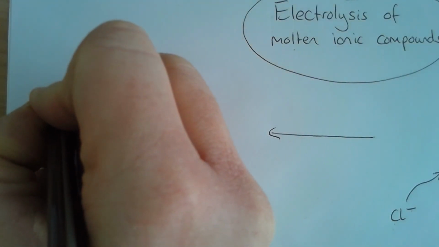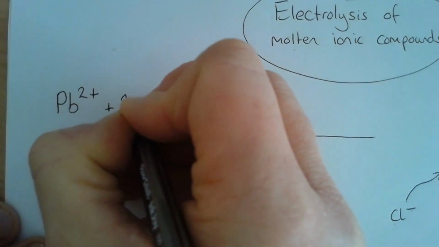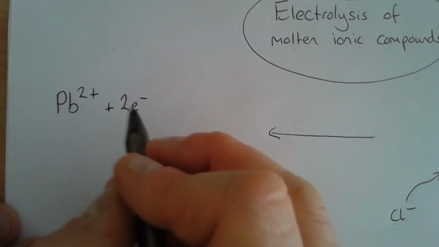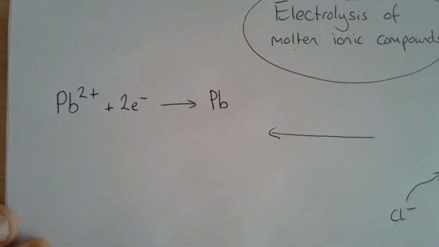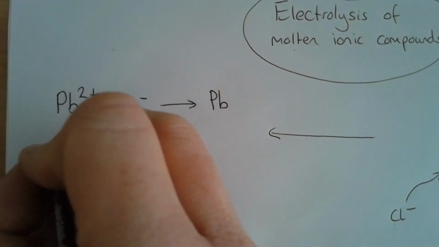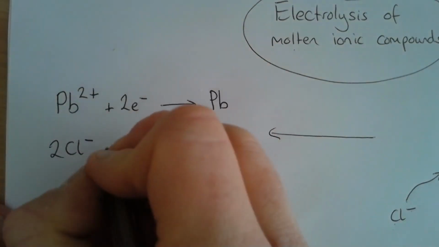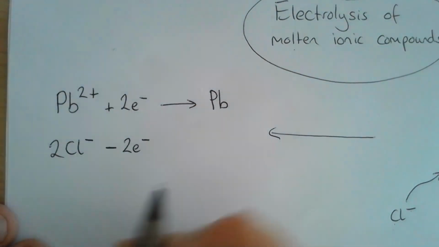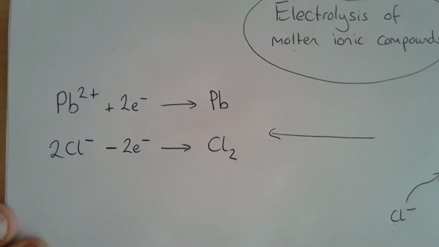So our half equation for what happens with the lead is Pb2+ gains 2 electrons, so 2 positives and 2 negatives, to become Pb. What happens at the positive electrode? There's 2 ways we could show what happens here. We could say that 2 chloride ions, 2 Cl- ions, lose 2 electrons, so minus 2 electrons, to become Cl2, like that.